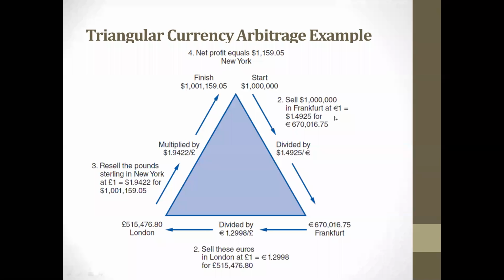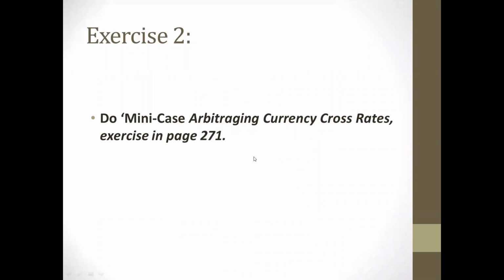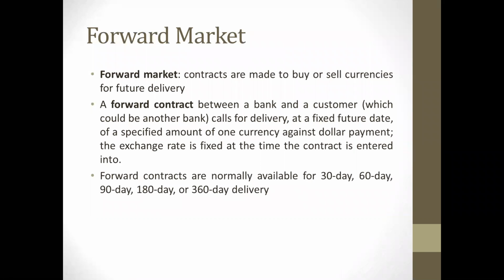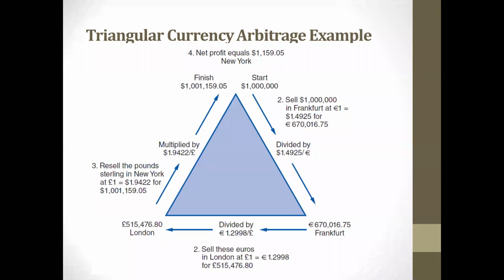Right. Okay. I believe that now you are in a position to understand the meaning of triangular currency arbitrage. So here you can see another exercise, right? Do the mini case, arbitraging currency cross rate exercise, on page number 271 in the recommended textbook and familiarize yourself with the arbitrage process. Okay, so that is the meaning of currency arbitrage.